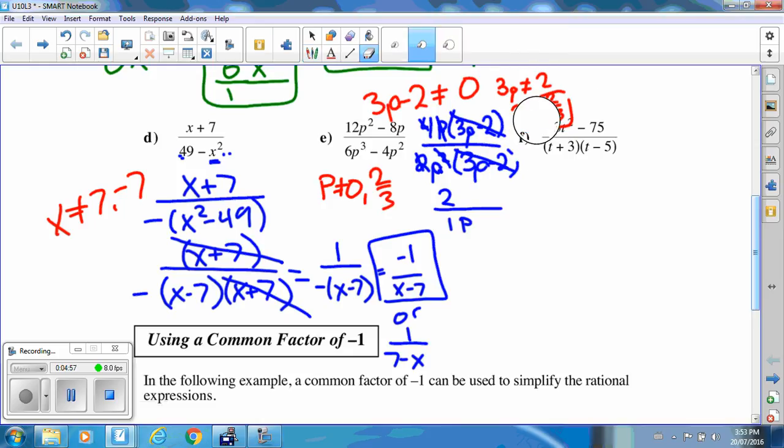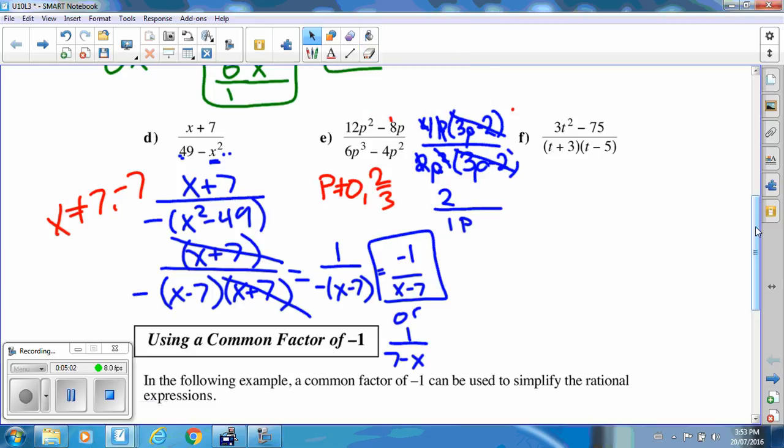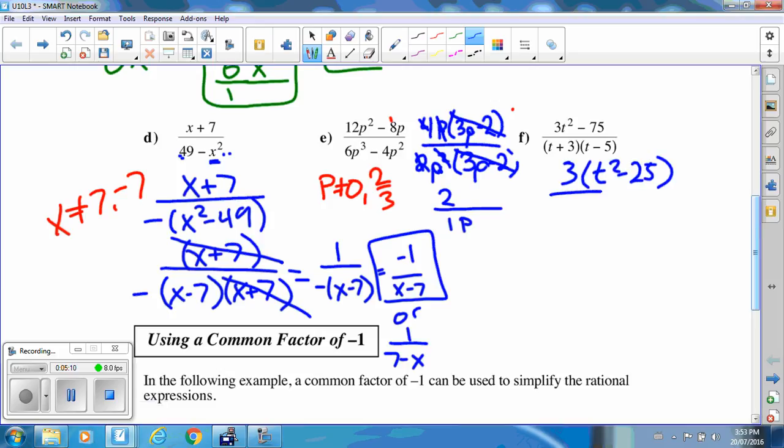Just erase that out of the way just so I can see my next question. All right, here's what I'm going to do. On this one, I'm going to pull out the 3. This is going to be 3 times t squared minus 25 all over t plus 3 t minus 5.